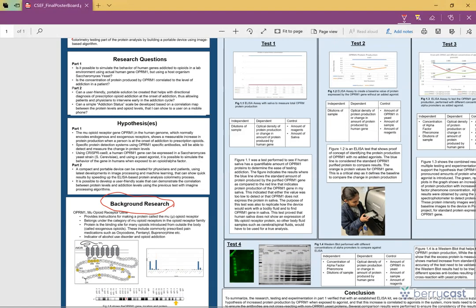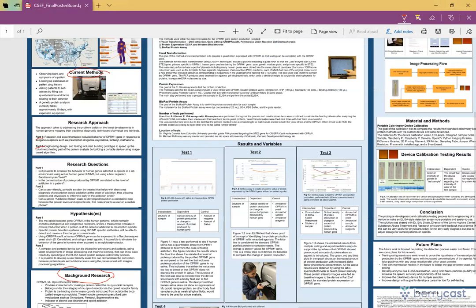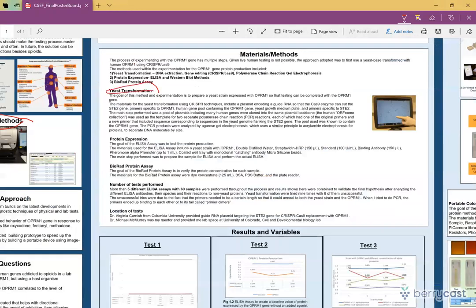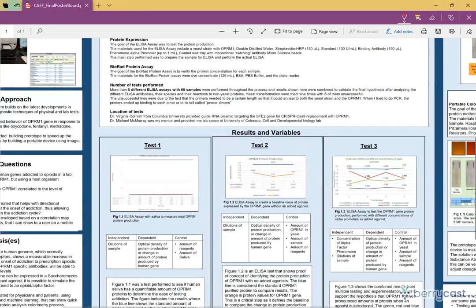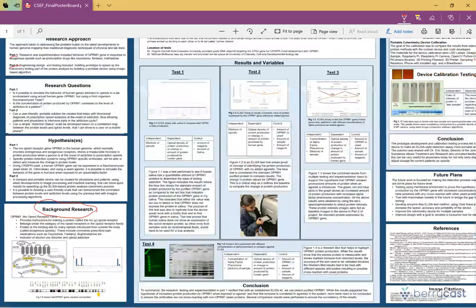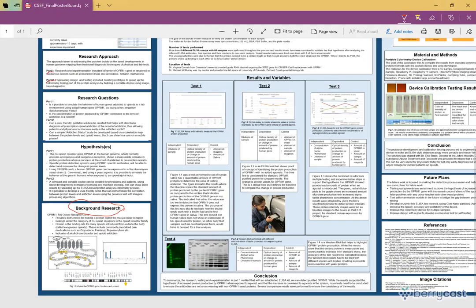So after I had my background research done, I decided to move on to part one. The first step of part one was to perform a yeast transformation. The yeast transformation was to use a host that I can put the human gene OPRM1 in. So I replaced the D2 gene in a Saccharomyces yeast strain with the OPRM1 gene. After that, I moved on to perform a variety of tests that support my hypothesis that there's an increase in protein production when an agonist is introduced. I still have much more testing to do using membrane enrichment techniques to help validate my hypothesis further and work on getting rid of any false positives that might exist currently.